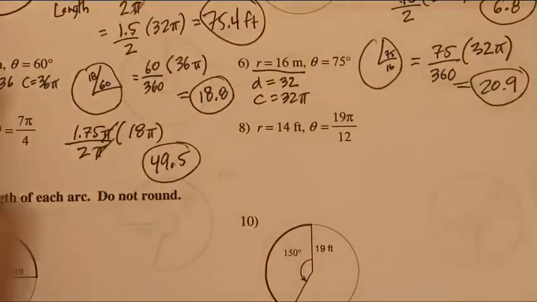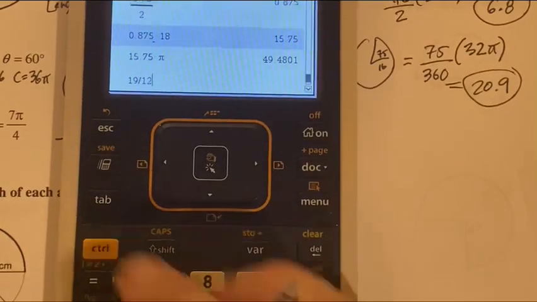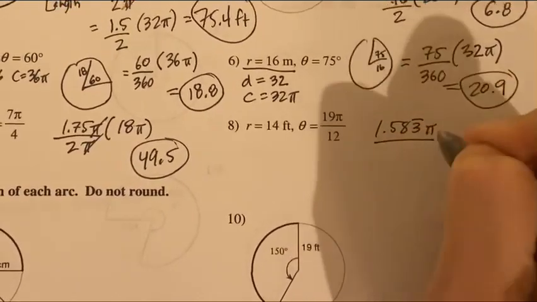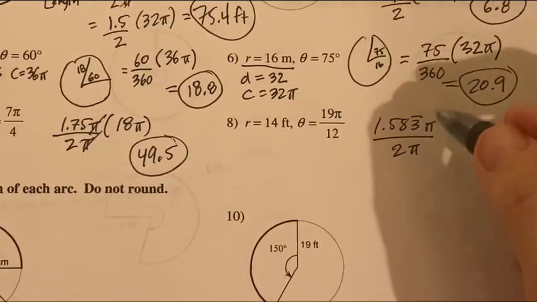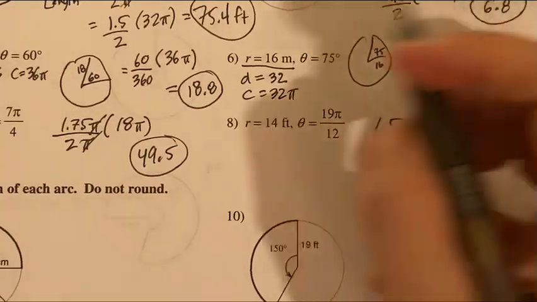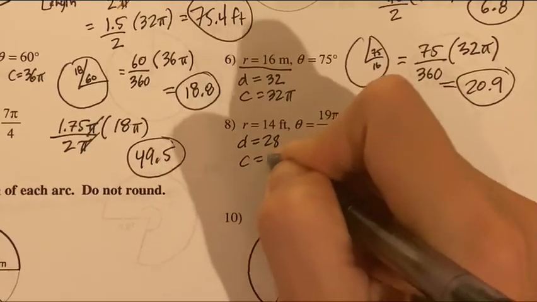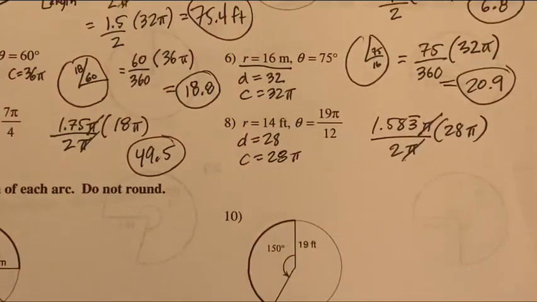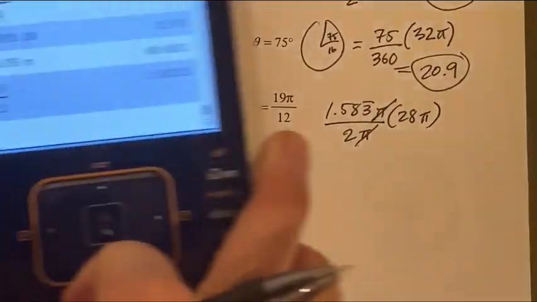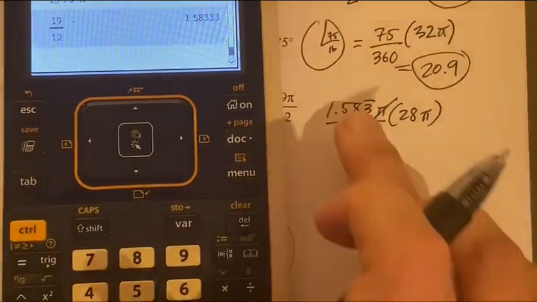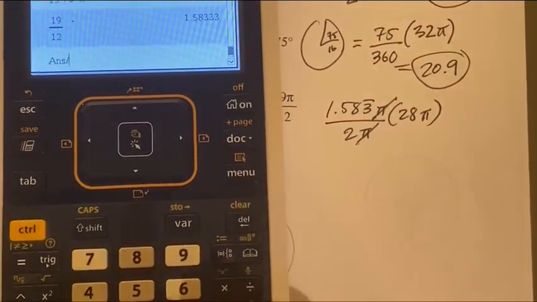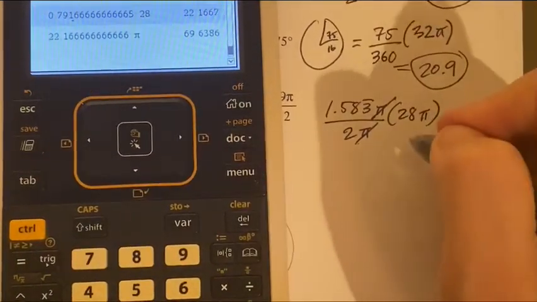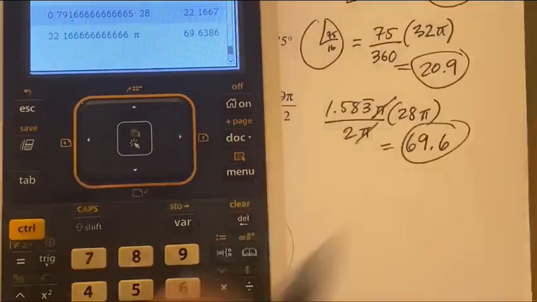Right, now one more without my picture. So 19 divided by 12 is 1.583 repeating pi's all over 2 pi. So all the way around is 2 pi. So this is almost all the way around. And my radius is 14, so diameter 28, circumference 28 pi. So these pi's cancel, and I've just got to type that in. So 1.583 repeating, divide by 2, enter, times 28, enter, times pi, enter. Sweet.